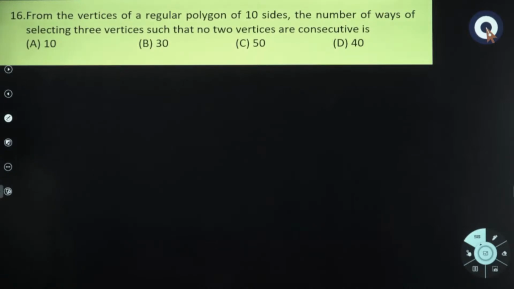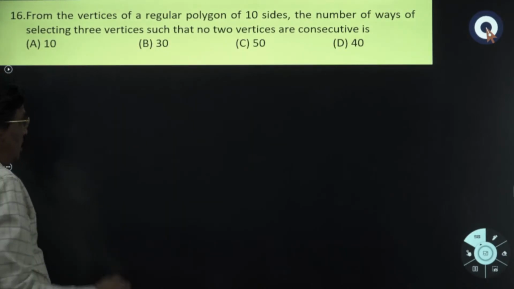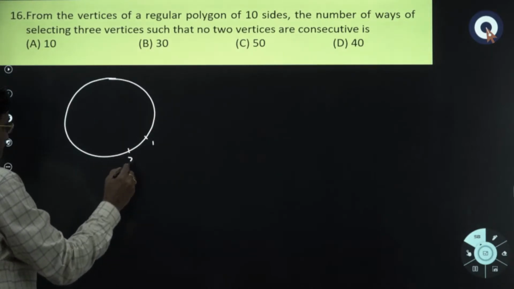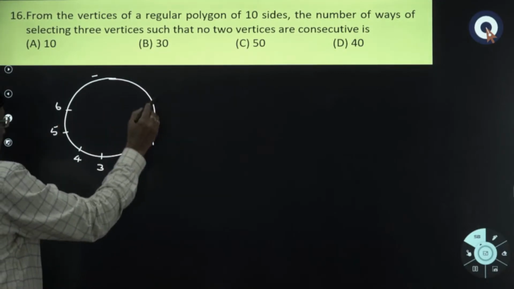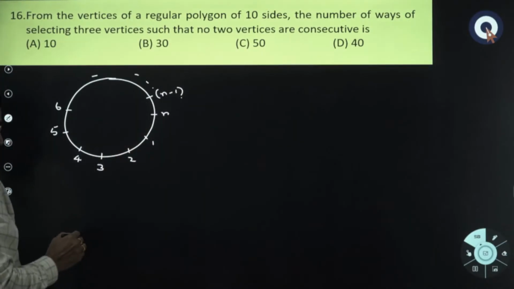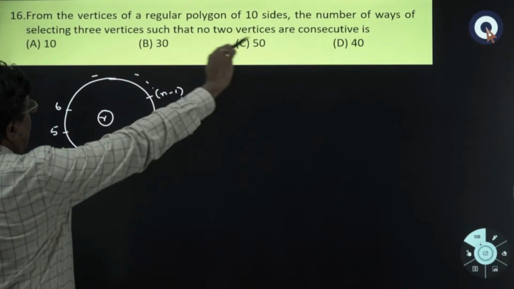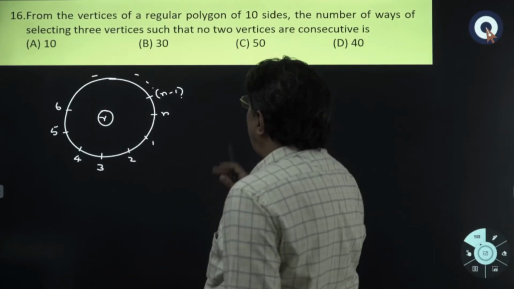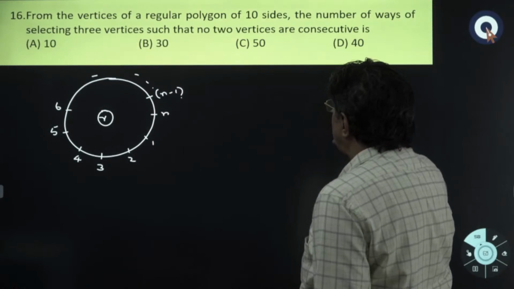In the same way, let us say, we will just consider any number of sides. Suppose there are n points around a circle, and let us say you want to select any r points such that no 2 of them are consecutive. Basically, the problem here says the same thing. See the question: from the vertices of a regular polygon of 10 sides, the number of ways of selecting 3 vertices such that no 2 vertices are consecutive.